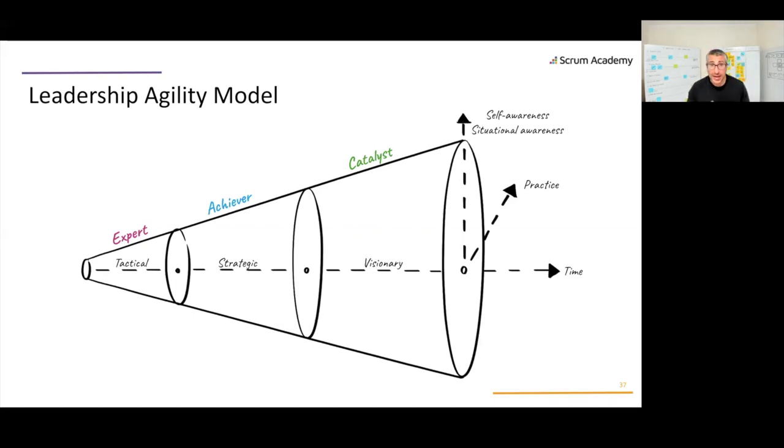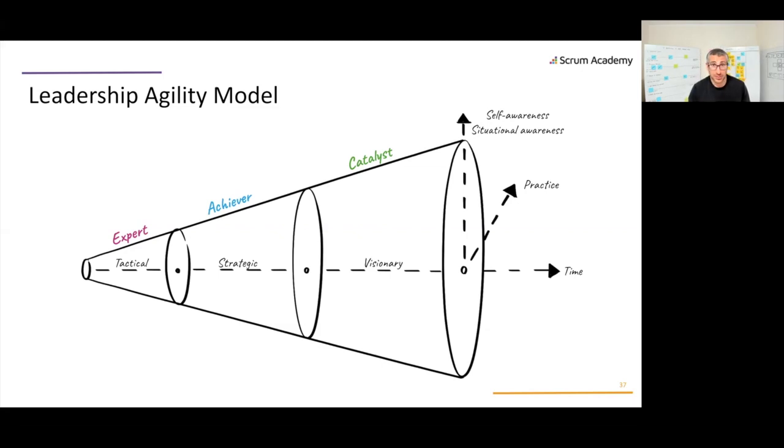This means we need to create safe to fail environments in our daily jobs, in the game, in order to be able to practice, to gain more experience and become better leaders. That's one of the messages that I want you to take away from this leadership agility model.